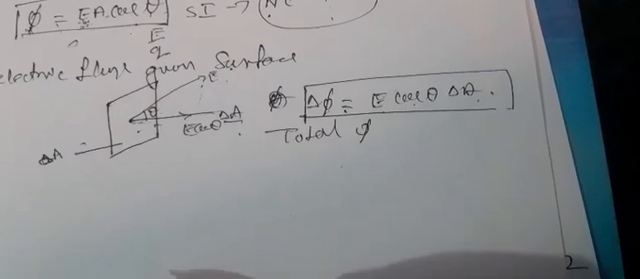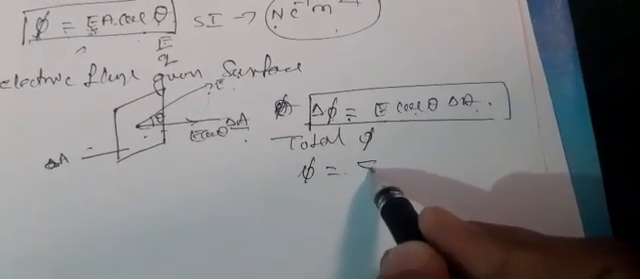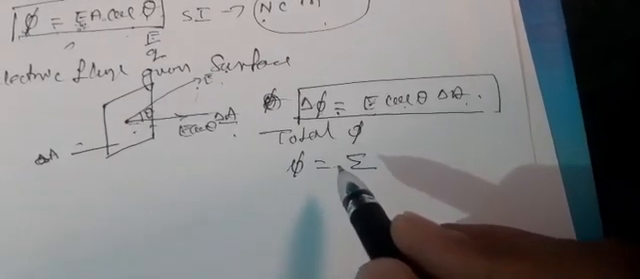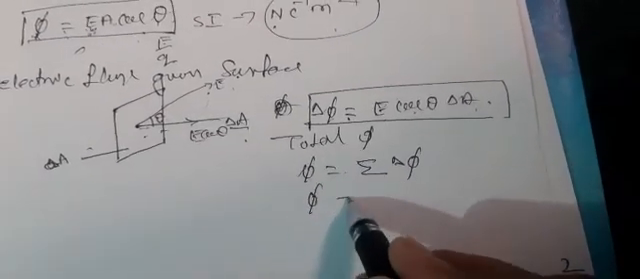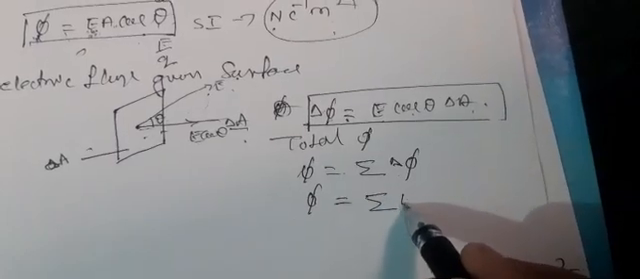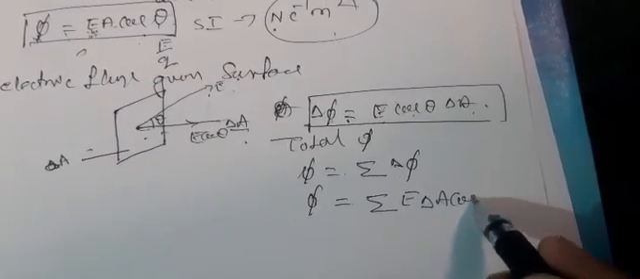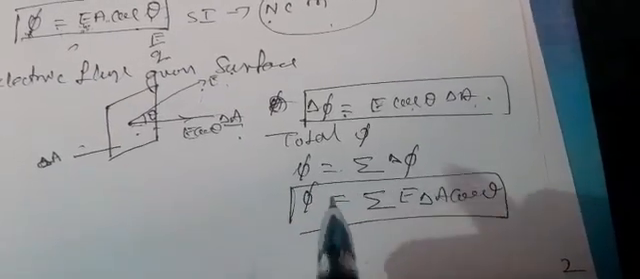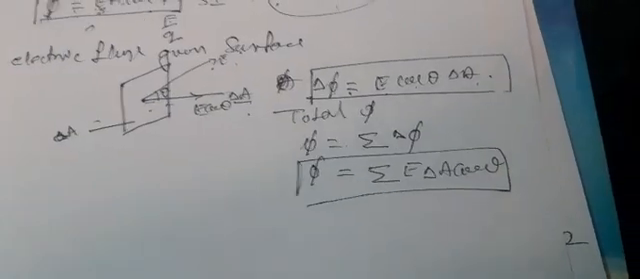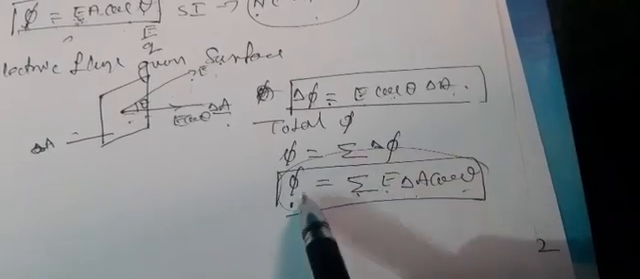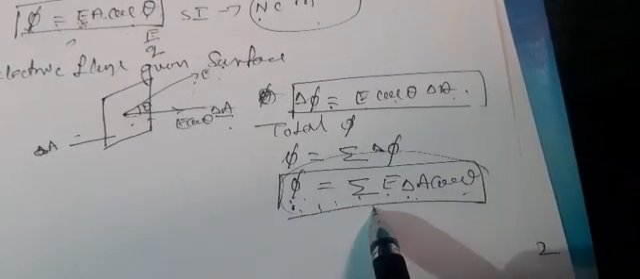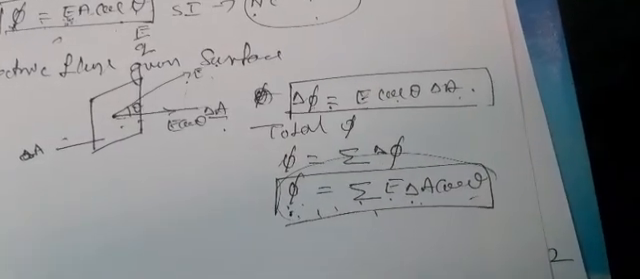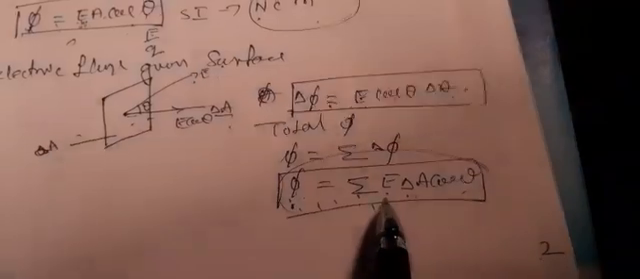Now find the total electric flux. It is the sum of the electric flux through each area element, delta phi. So phi equals the summation of E delta A cos theta. This equation is called the total electric flux through any given surface. That is the concept of electric flux.